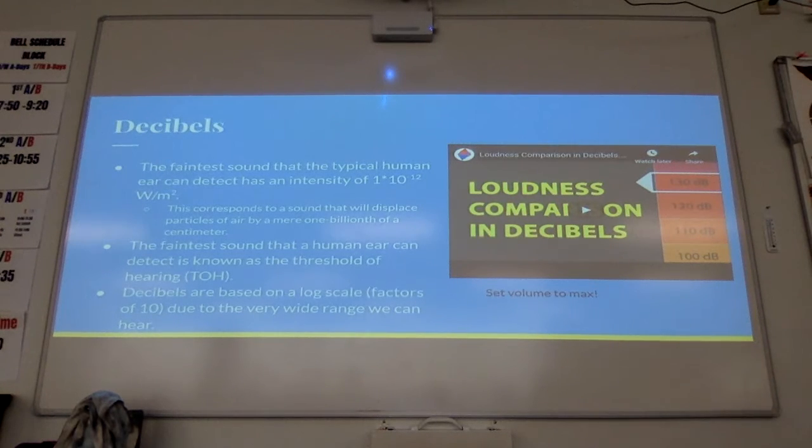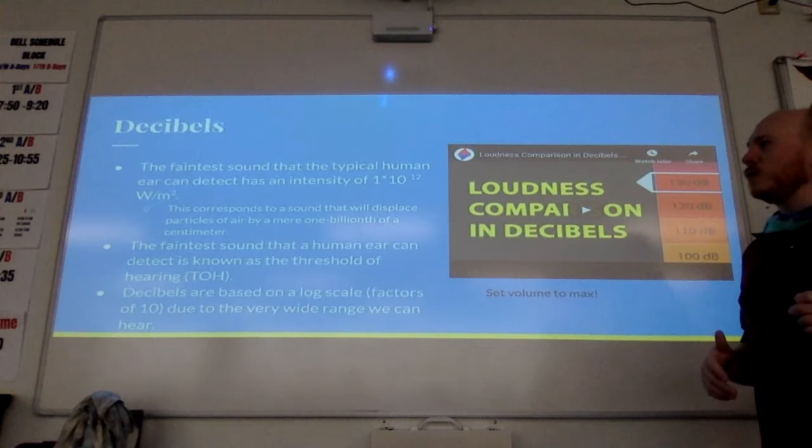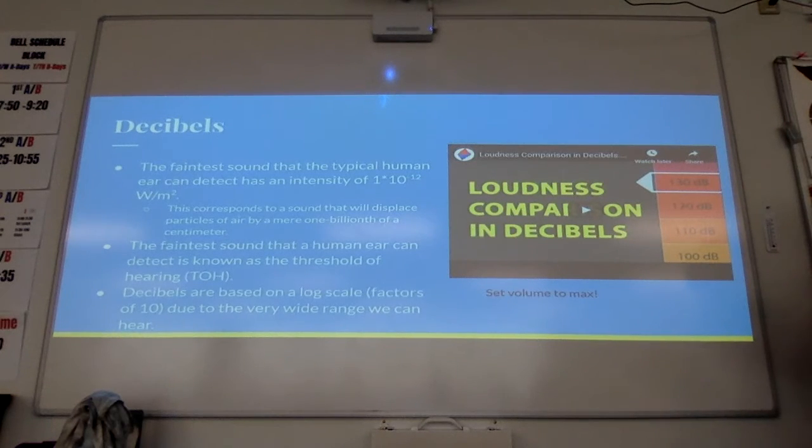Okay? So the faintest sound that the typical human can hear or detect is an intensity of 10 to the negative 12 watts per meter squared. This corresponds to a sound that will displace air particles a mere 1/1000th of a centimeter. We can hear vibrations up to a billionth of a centimeter, something vibrating really, really small. That's that really high frequency at a really small wavelength.